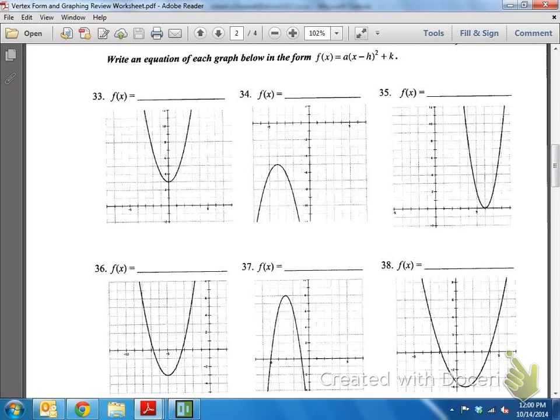All right, let's take a look here. It's another set of equations in vertex form. And all it wants me to do here is write an equation of each graph below in the given form, which is vertex form.